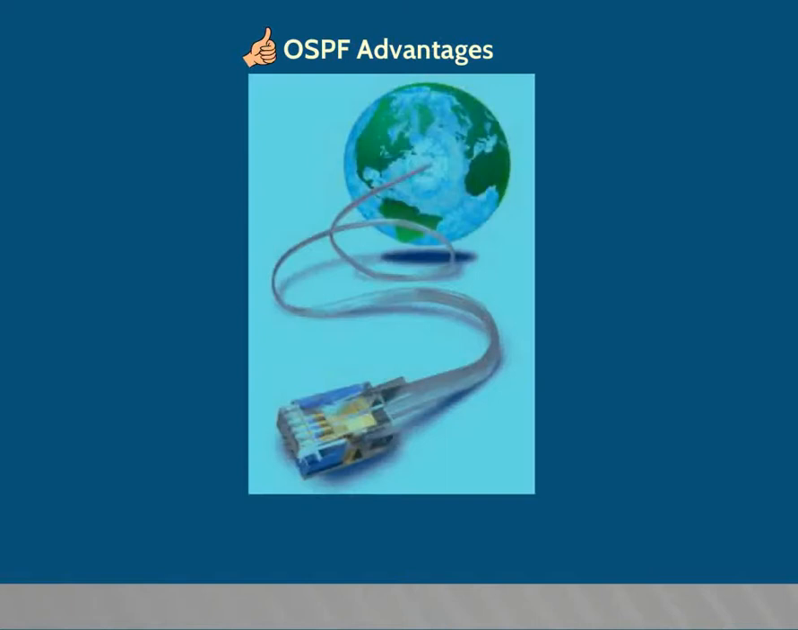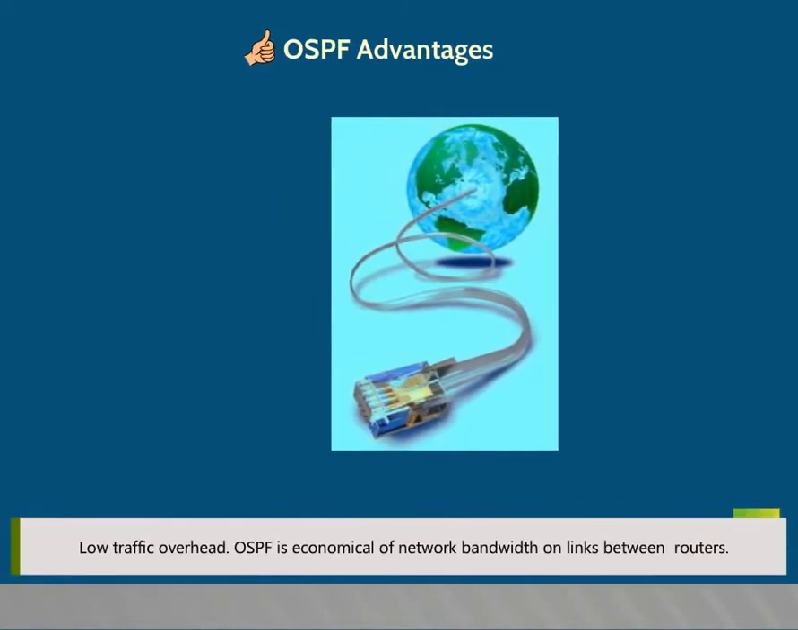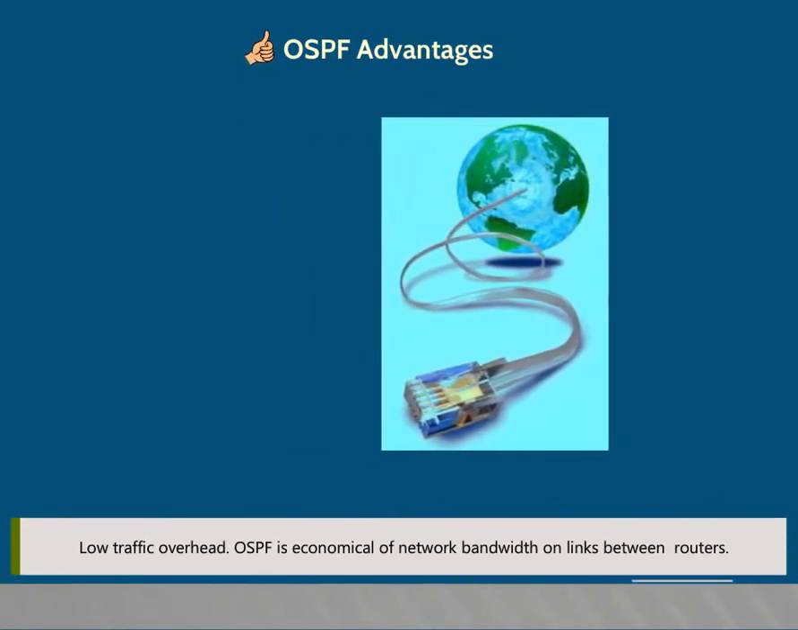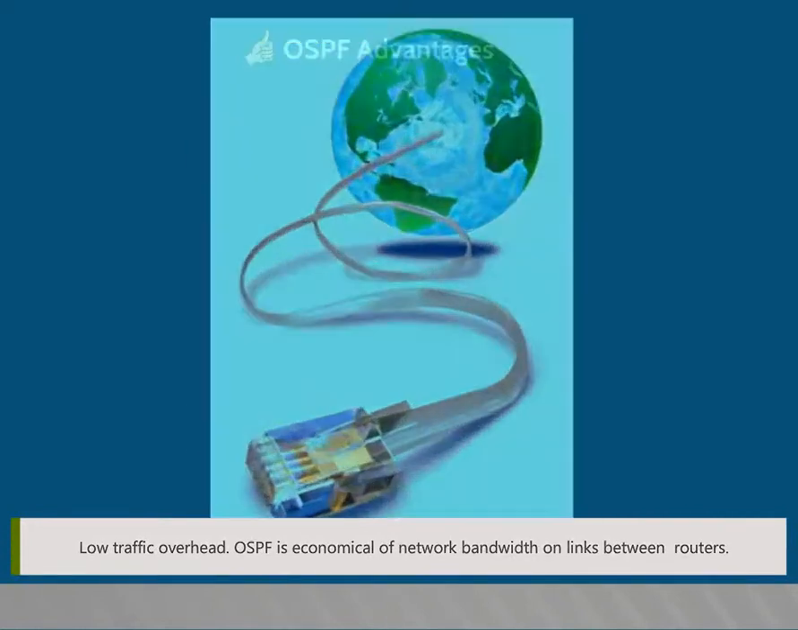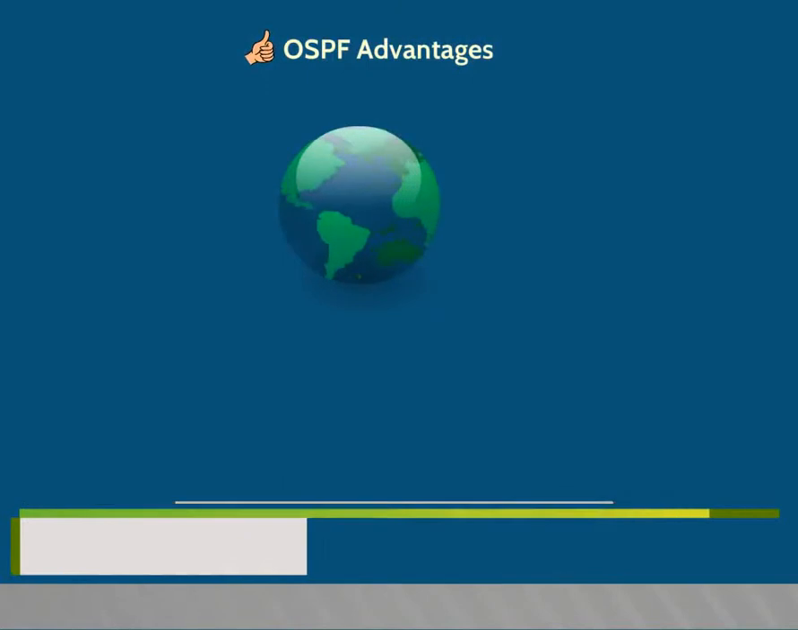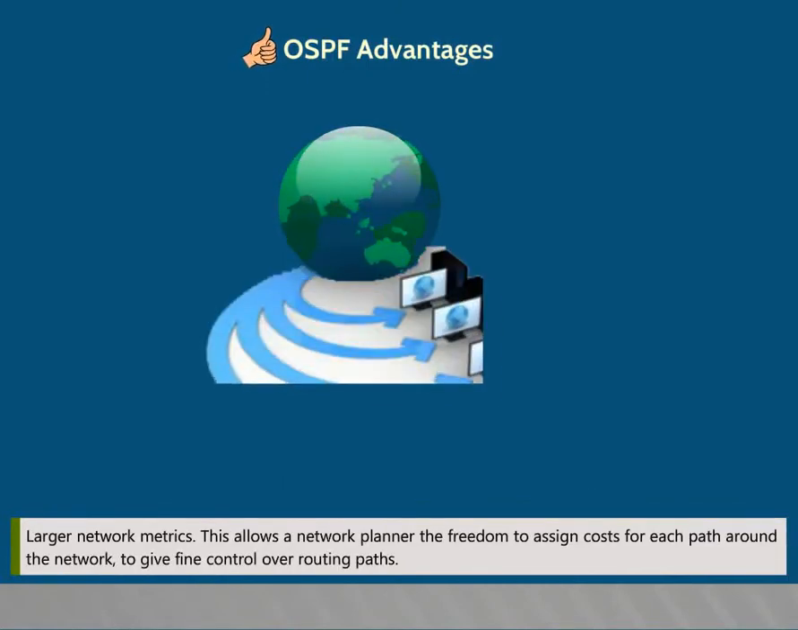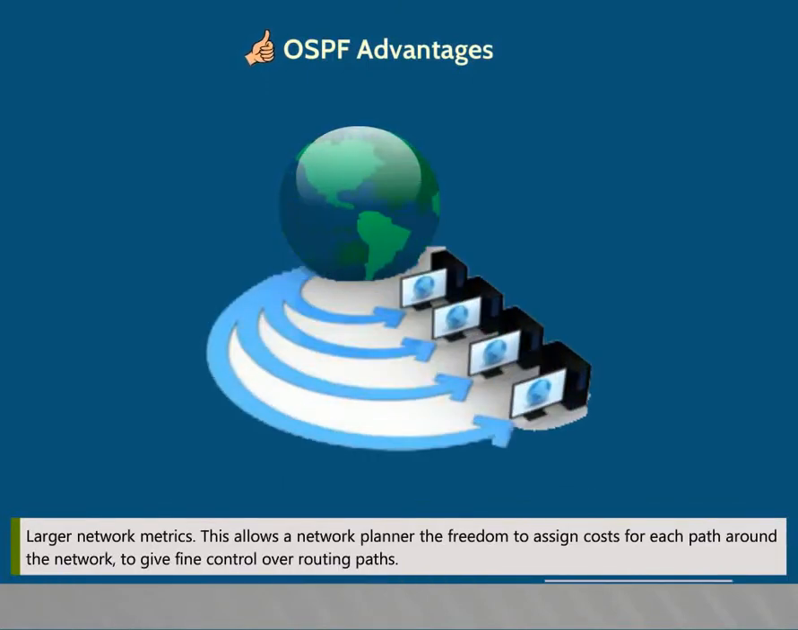OSPF advantages. Low traffic overhead. OSPF is economical of network bandwidth on links between routers. Larger network metrics. This allows a network planner the freedom to assign costs for each path around the network to give fine control over routing paths.